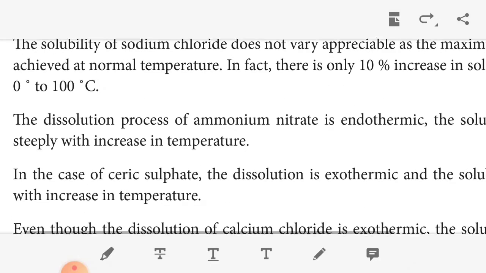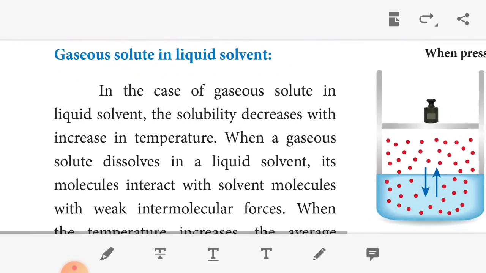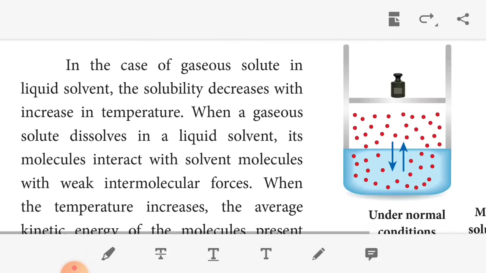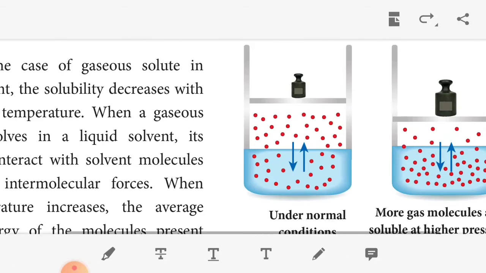Now, the solute is in gaseous form and the solvent is liquid. For a gaseous solute in a liquid solvent, the solubility decreases with an increase in temperature. So as the temperature increases, the solubility decreases. When a gaseous solute dissolves in a liquid solvent, this is the diagram.